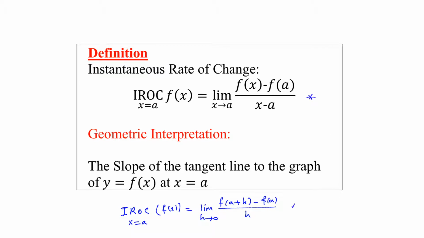Both of these definitions are based on creating an interval between a and x, which is a plus h, and finding the average rate of change of the function over this interval as h approaches 0.